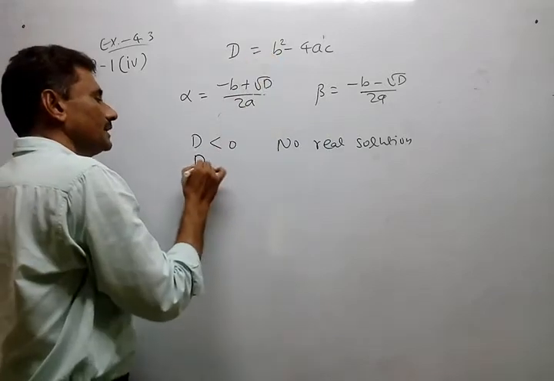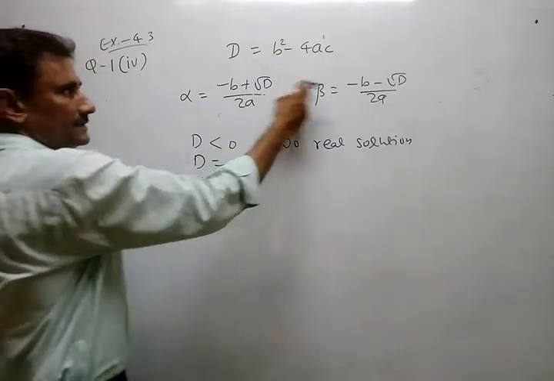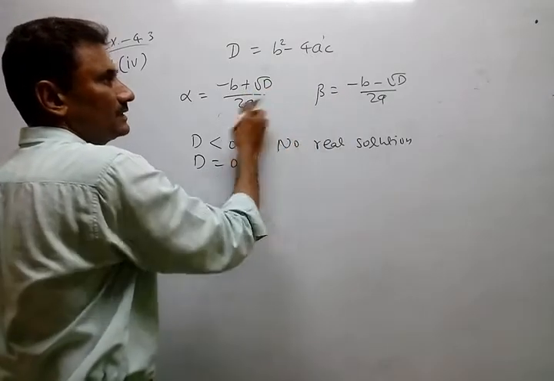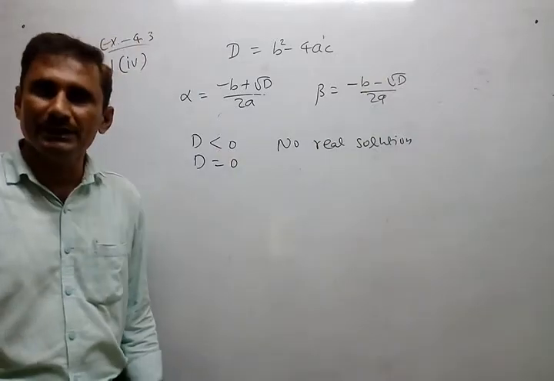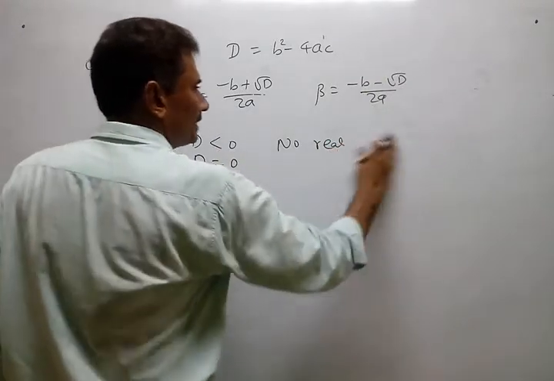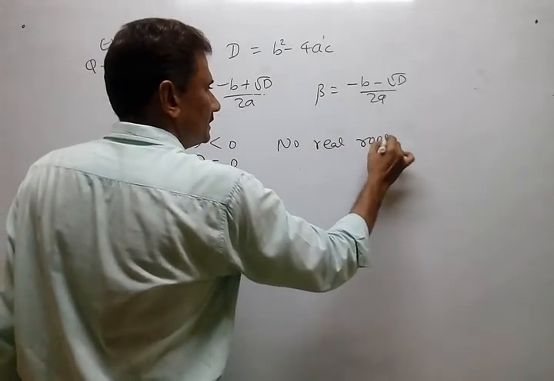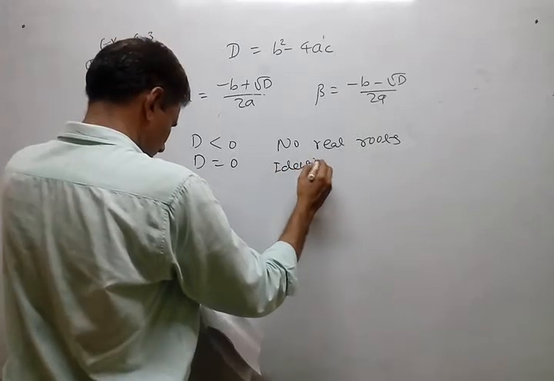And suppose D equal to 0. Suppose D equal to 0. Sir, what happens here? Both become equal. Why? Because adding 0 or subtracting 0 remains the same, nothing changes. So at that time, identical solutions or identical roots. Okay, if D is 0, then identical roots.